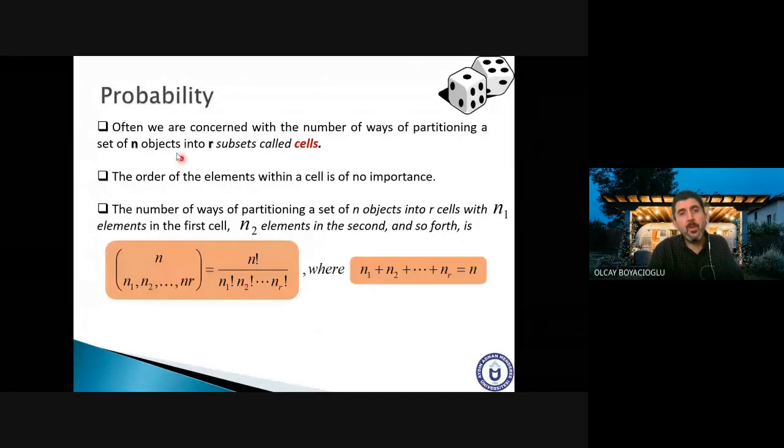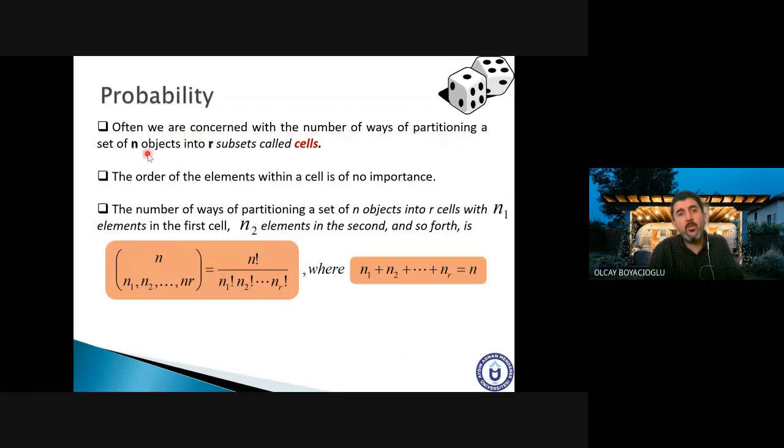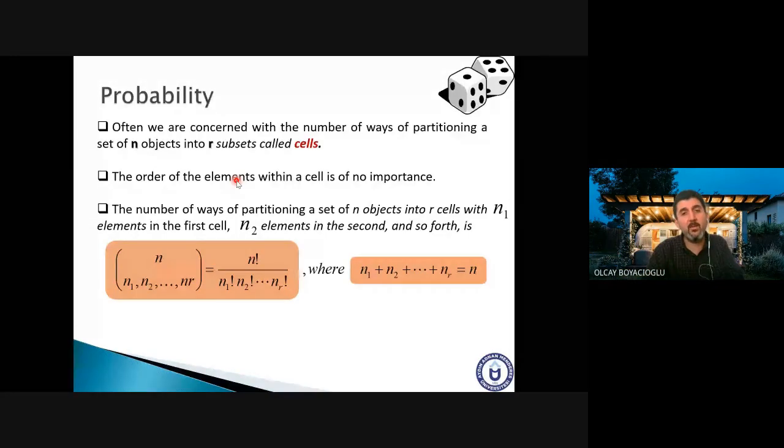Often, we are concerned with the number of ways of partitioning a set of n objects into R subsets called cells. Okay, sometimes we do that also. We have n objects and we want to group or partition them into R different subsets. The order of the elements within a cell is of no importance here. When the order is not important, then this is a permutation again. When the order is important, then it becomes a combination. We're going to talk about that as well.